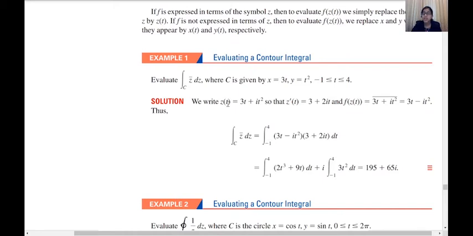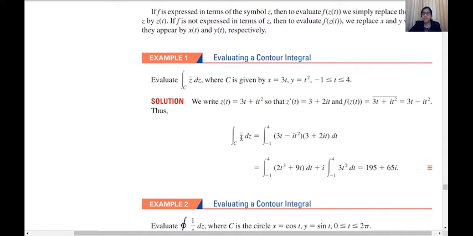That is, we have to determine f of z. So what is f of z here? F of z is z bar. So here z bar would be nothing but the conjugate of this complex number, that is 3t minus i t square. So f of z of t is 3t minus i t square. And what is z dash of t? That is the derivative, which will be nothing but 3 plus 2it. Okay, so we have everything. We have the variation of t, we have z dash of t, we have f of z of t. So we just have to substitute it.